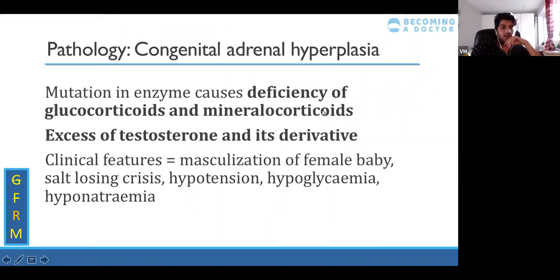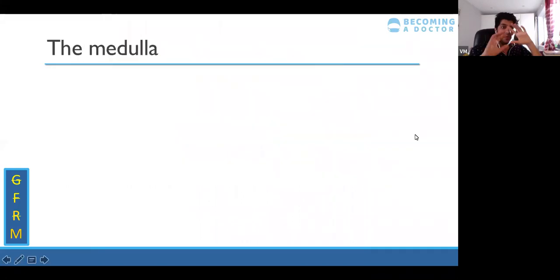Okay, so we are done with the adrenal cortex. We've looked at the zona glomerulosa and its role in salt homeostasis, the zona fasciculata and sugar homeostasis, and we've looked at the reticularis and its role in sex steroid homeostasis.